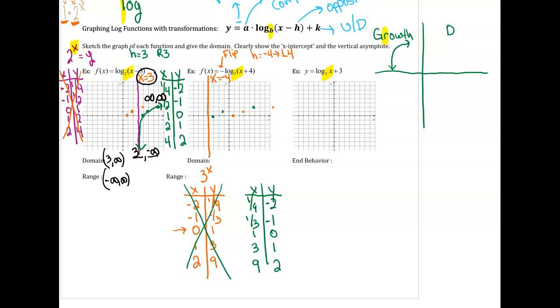And so what I don't need are these orange points, just the green ones. And so again, growth as a log, because my base is bigger than 1, is going to go like this. So I'm focusing on this shape right here.